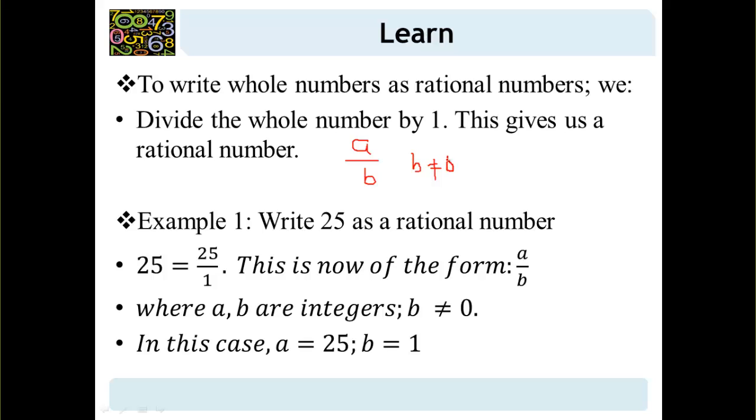So if we have a whole number like 25, we want to express 25 to be in this form, a over b. So how do we do that? We just write 25 divided by 1. In this case, our a is 25 and our b is 1. b is not equal to 0. So 25 over 1 gives us now the rational number. Okay, so any whole number can be written as a rational number by just dividing by 1.